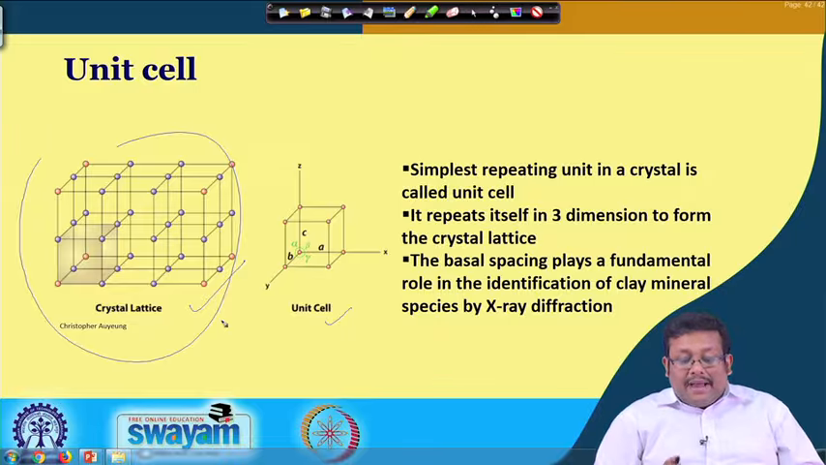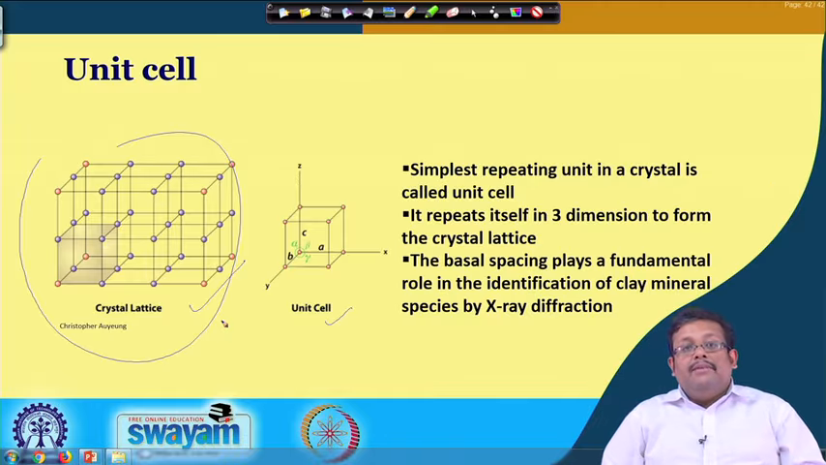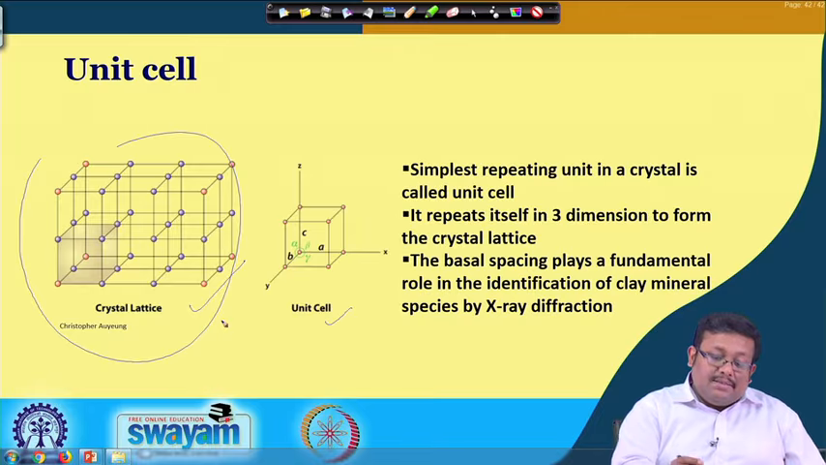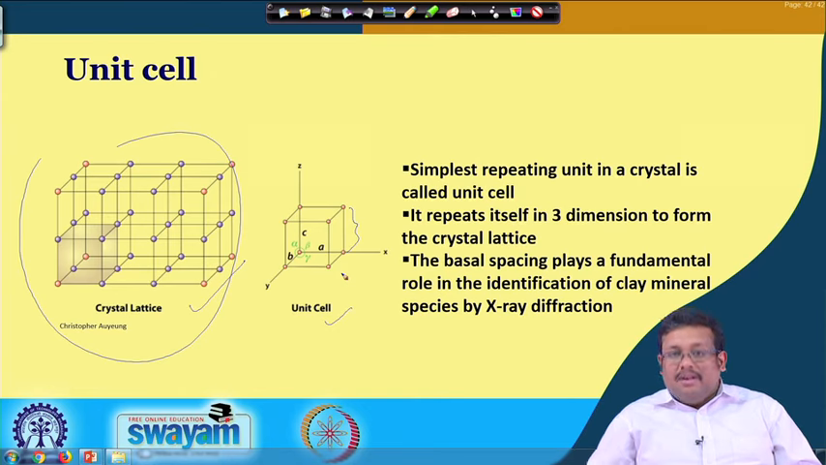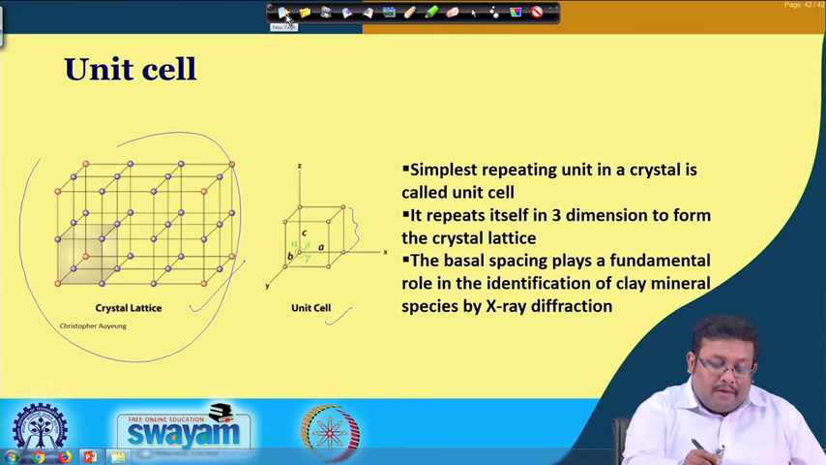And remember that the basal spacing plays a fundamental role in the identification of clay mineral specimens by X-ray diffraction. What is the basal spacing? The basal spacing is the spacing between two successive similar planes of atoms, and we will discuss that later on. So, this basal spacing is a very characteristic feature of each individual clay mineral, and based on this basal spacing we can differentiate one clay mineral from another clay mineral. We will discuss that later on.